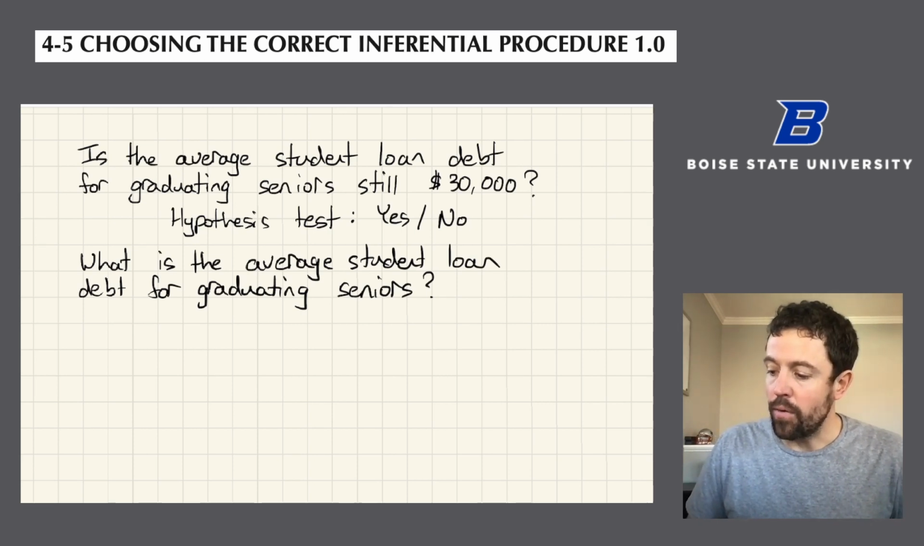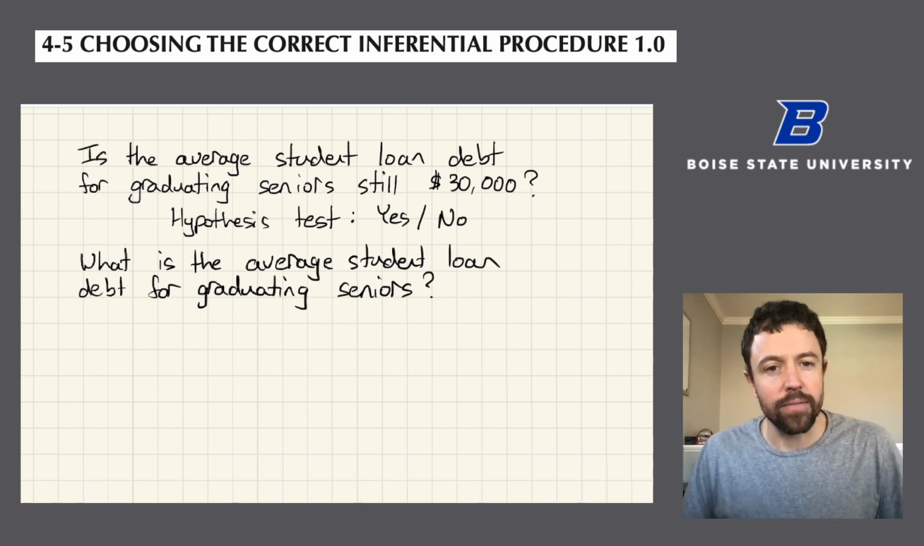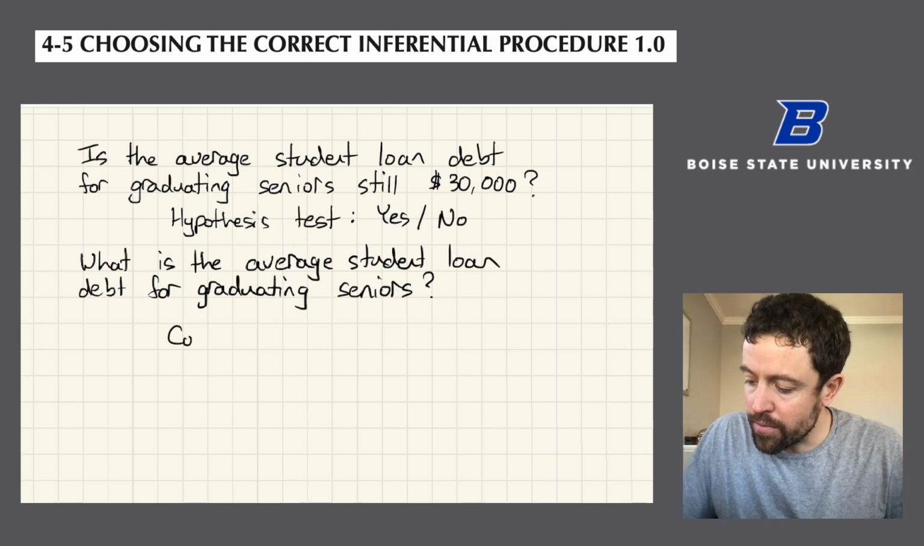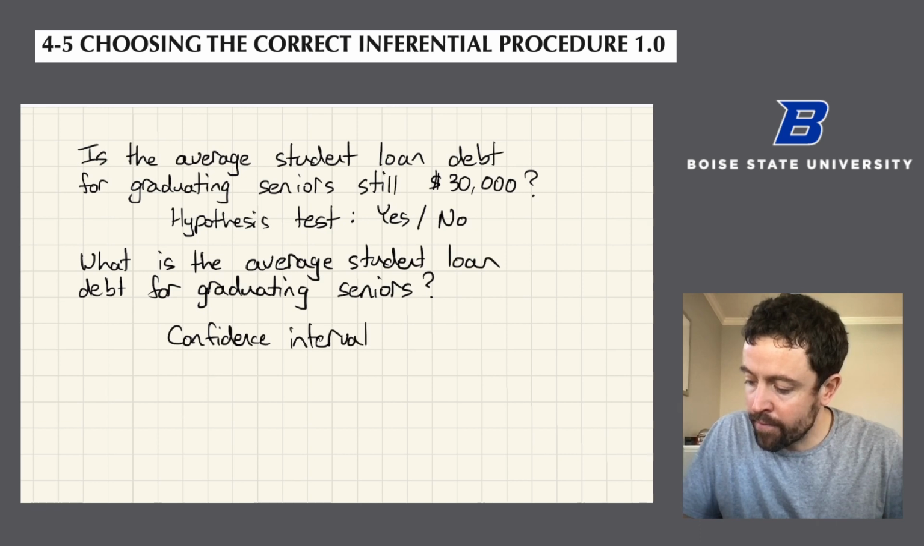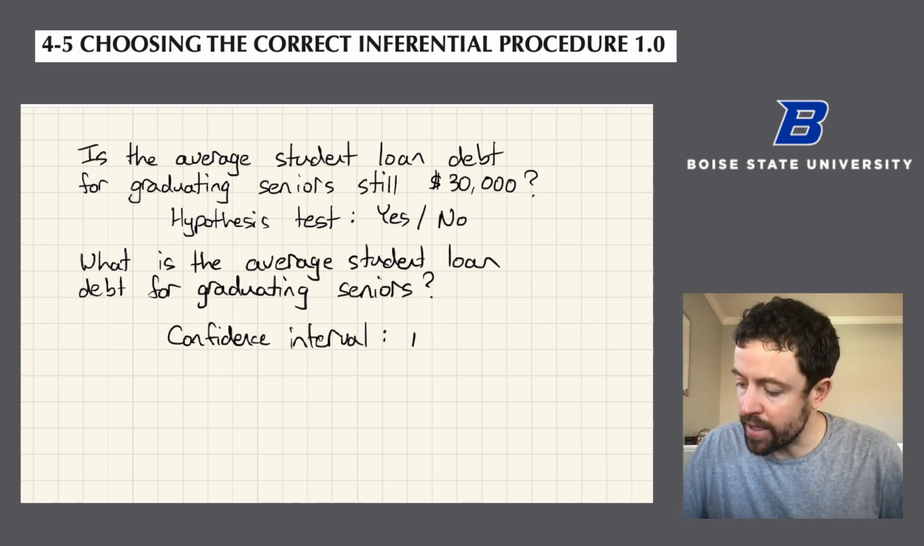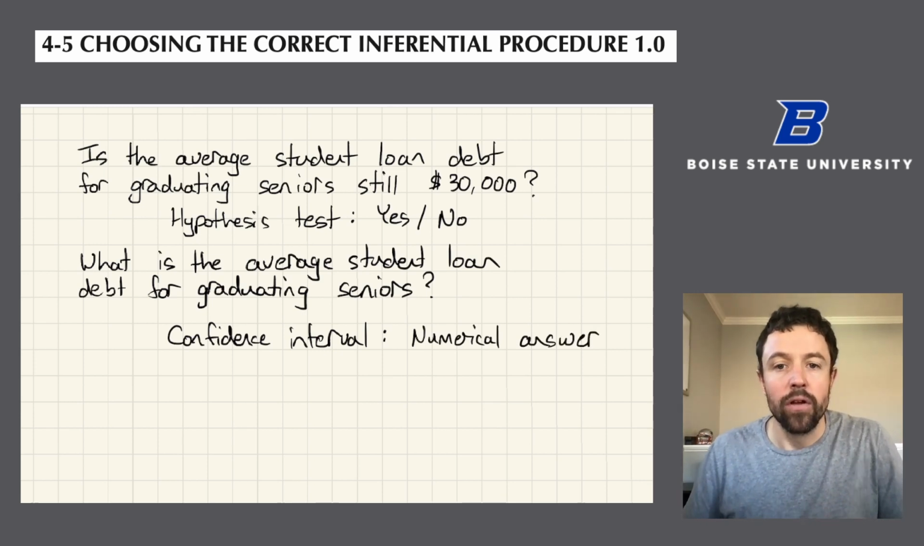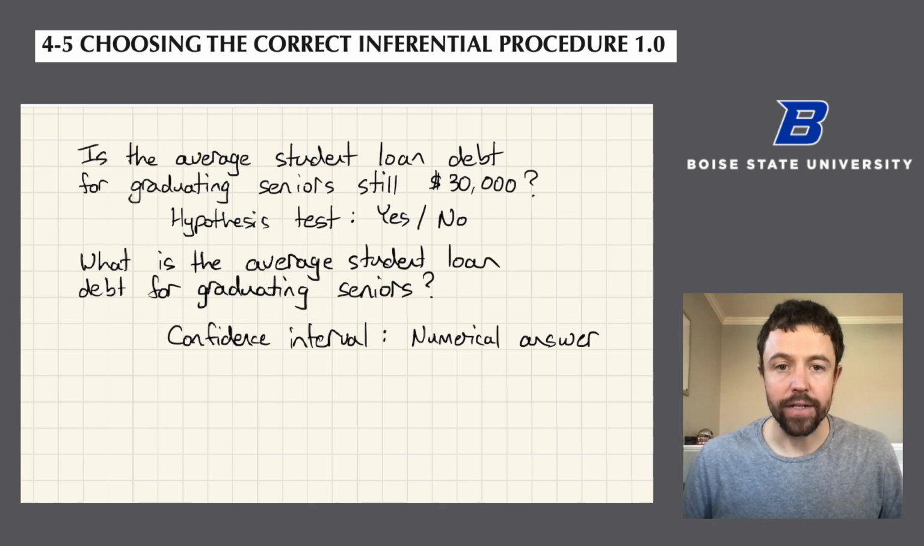This second question, what is the average student loan debt for graduating seniors? Similar question, right? It's asking about the same stuff. This is the type of question that we would answer with a confidence interval. The reason this is something we would answer with a confidence interval is it's a question with a numerical answer. And again, not all numerical questions are answerable with confidence intervals, but if it's a statistical question, a question about a population that we're trying to answer with a sample, a confidence interval is going to be the appropriate way to address a question with a numerical answer.